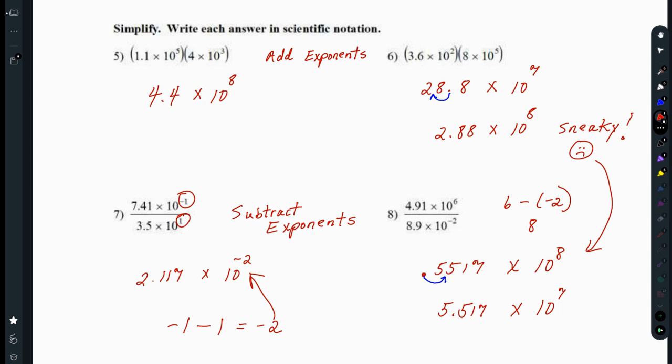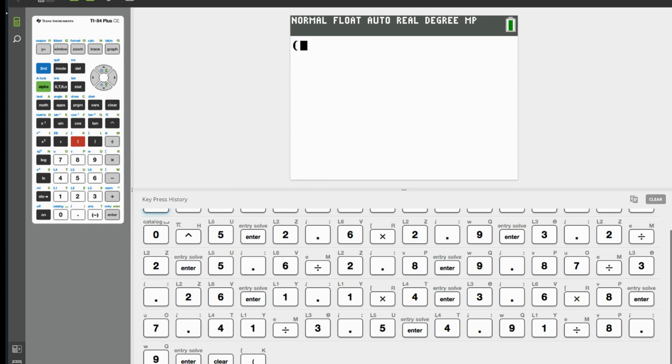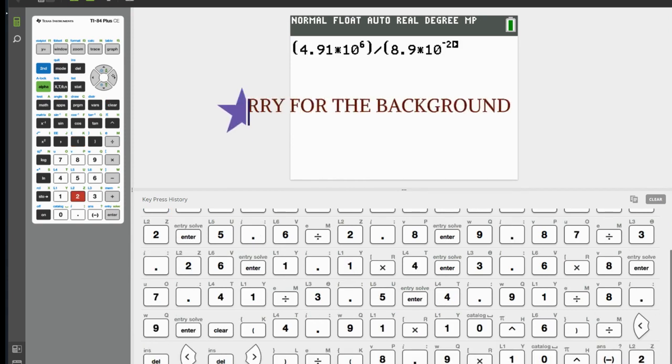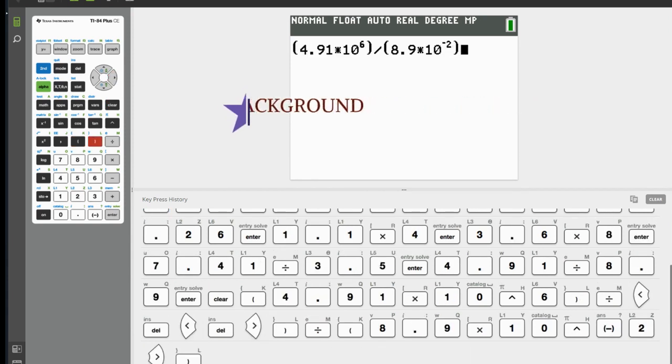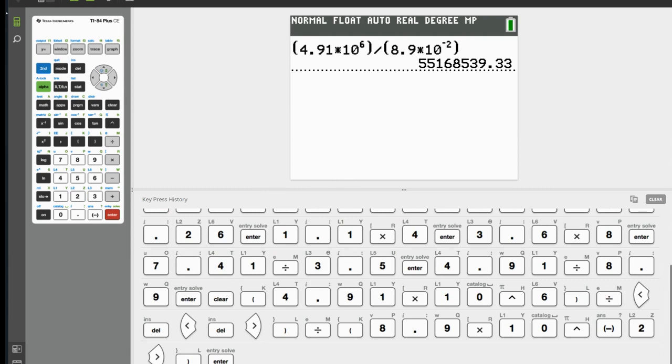You're certainly able to put this into your calculator and take a look at that and then convert it into scientific notation. As a matter of fact, let's try that just so you have that strategy in your toolbox. Make sure you use parentheses here. All right, so we have it typed in. We're going to hit enter. And we get our number. So we get 551,685,39.33. So let's write that down.